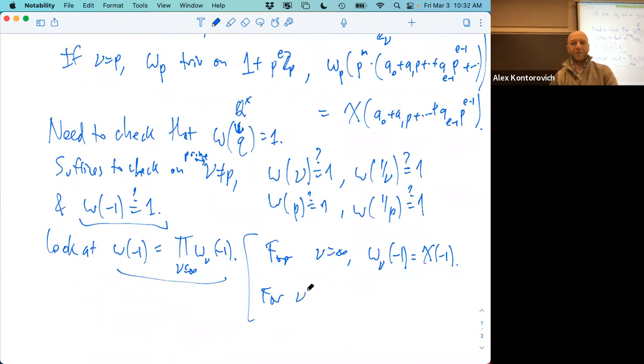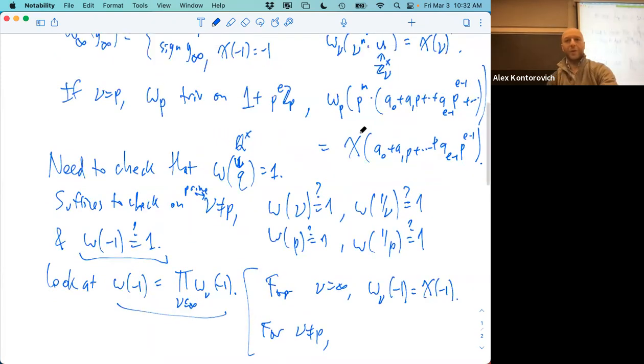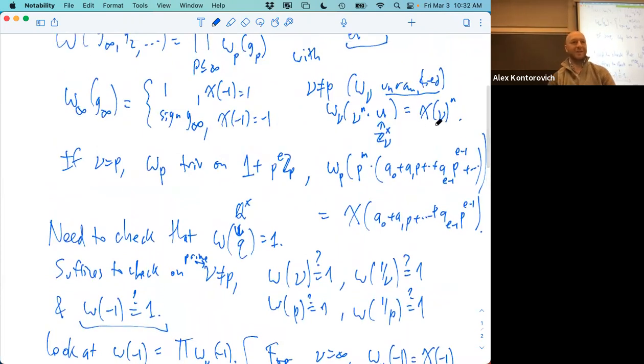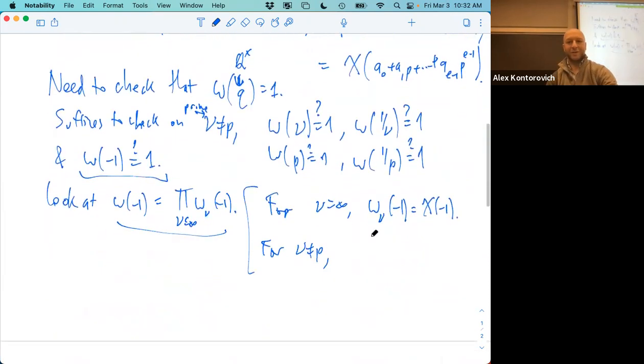For nu different from p, -1 is a unit. So now we apply this formula. We apply this formula with n equal to 0. -1 is a unit. And so we just always get 1. So omega nu of -1 is always 1. That's the unramified case.